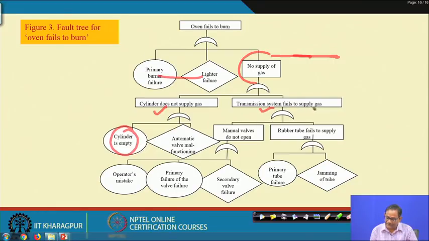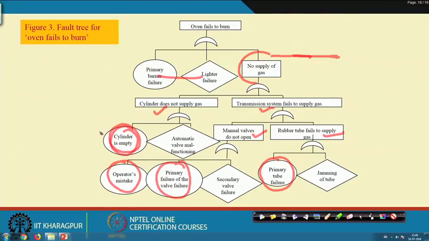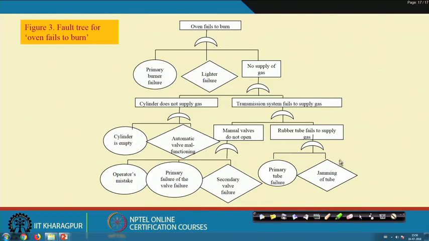Then the transmission system fails to supply gas: manual valves do not open, rubber tube fails to supply gas. So, rubber tube failure is a primary failure, and these are all circles. Here also primary failure. So this is one circle, this is another circle, and another. So 1, 2, 3, 4, 5: these are the 5 circles, 5 component level failures. Jamming of tube, then why jamming of tube? You have not explored it further, so that is why you are putting it under secondary failure. Secondary failure means something to be explored further. In this manner, the fault tree will be constructed.